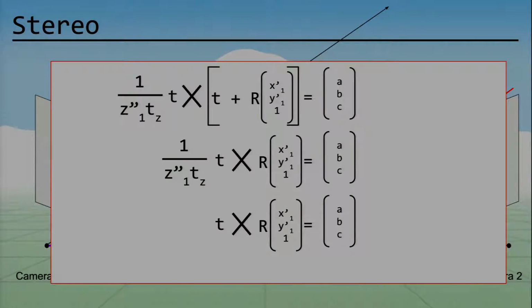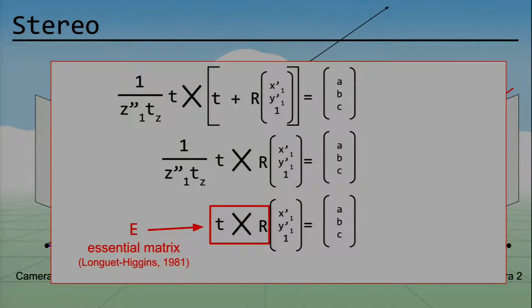This is our equation for our line. We have our normalized image coordinates of the point we care about, and we multiply that by our rotation matrix, and cross product the result with our translation, and that gives us our ABC. So this thing here is called the essential matrix. It was developed by Longuet-Higgins back in 1981. Basically, we can compose the cross product of T and R into a single matrix. Then we can pre-compute this matrix and just multiply it by our x, y, 1 beforehand to get our ABC.